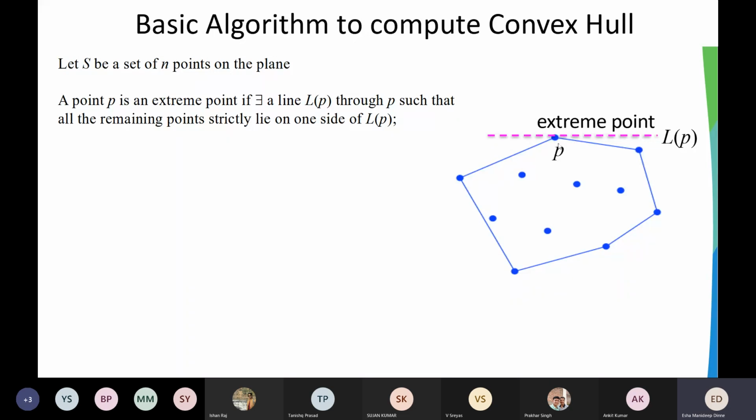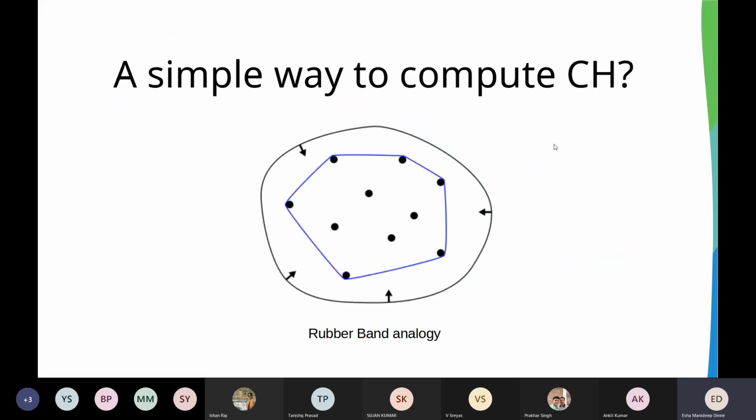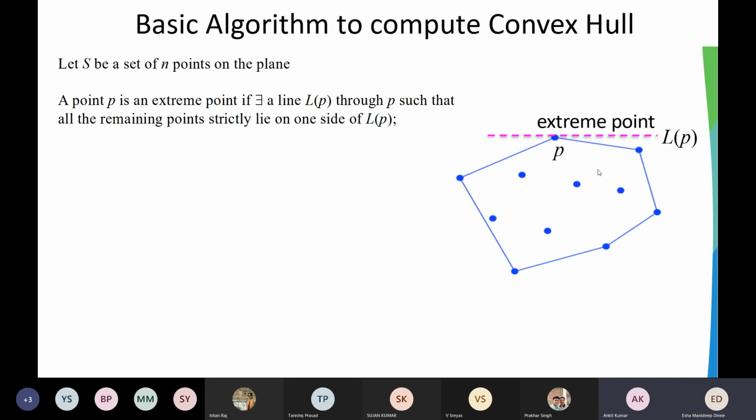Now you see why extreme points are always on the convex hull, right? Or at least every point on the convex hull should be an extreme point. That should be easy to see, right? So this will be how we proceed to compute the convex hull.